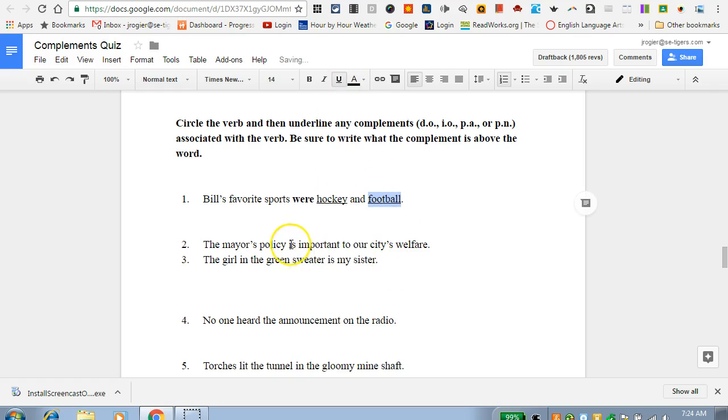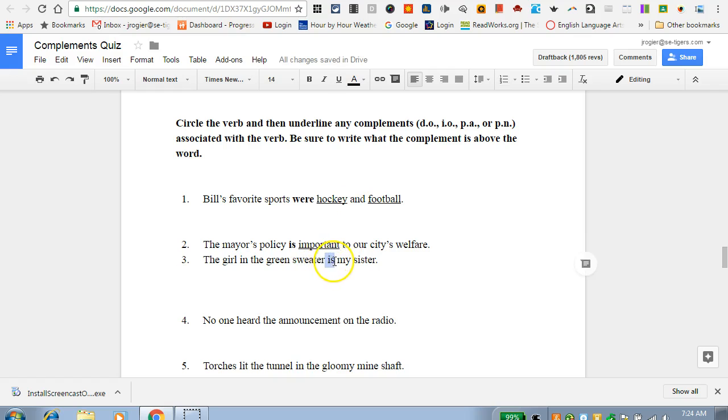Number 2, the mayor's policy is important. Is always an automatic. Okay, is a linking verb. It takes us to important, because that's what the policy is. It's important, and so important is a predicate adjective since you had a linking verb.